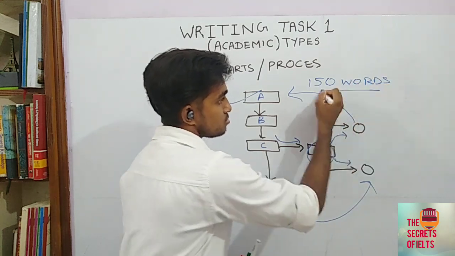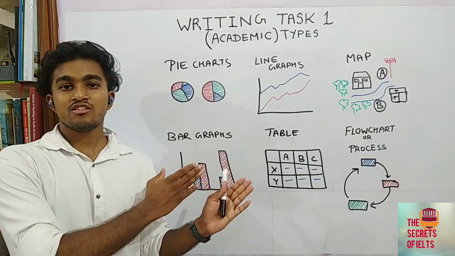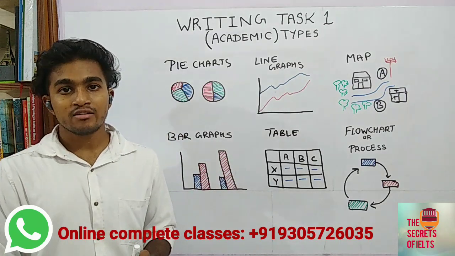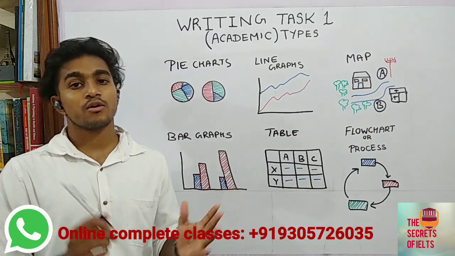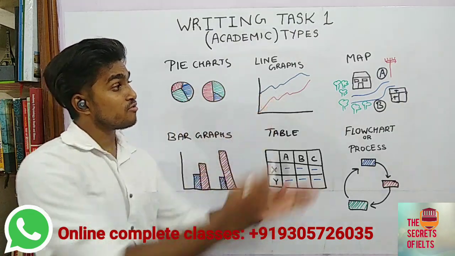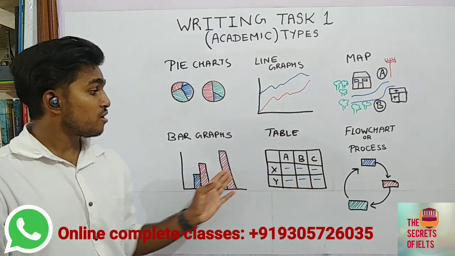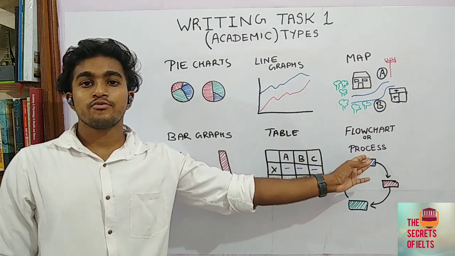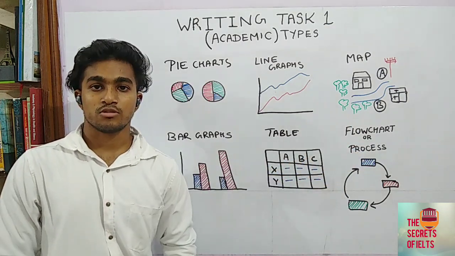Minimum 150 words. So these were the 6 main types of questions asked in writing task 1: the pie charts, the line graph, the maps, the bar graph, the table, and the flowchart, also known as the process.